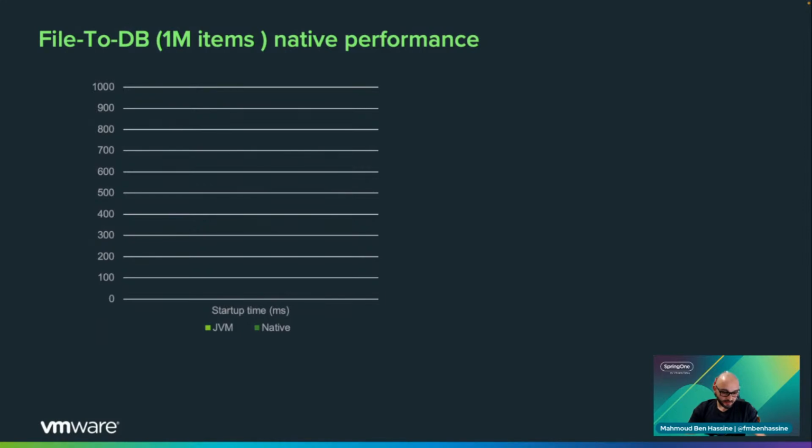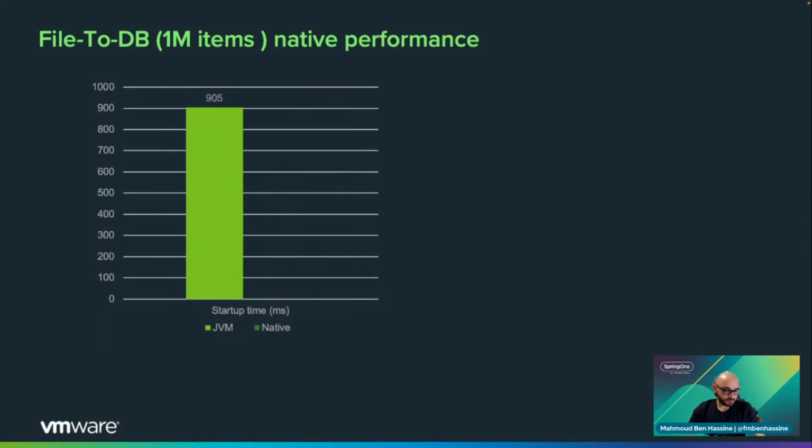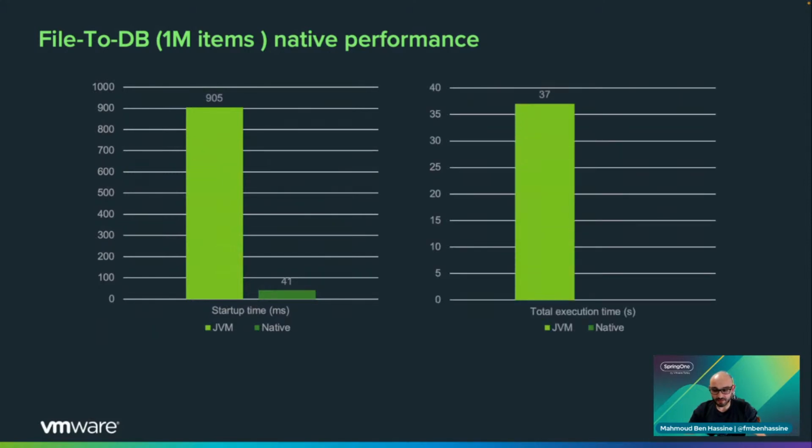Same metric, startup time. The JVM took 900 milliseconds. The native one took 40 milliseconds. So another impressive improvement on the startup time. And for the total duration, 37 seconds for the JVM application versus 15 seconds for the native app. So this is 2 times faster.